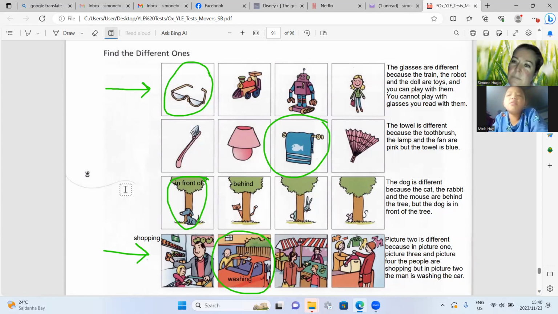Picture two is different because in picture one, picture three, and picture four, the people are shopping. But in picture two, the man is washing the car. Good. Okay.